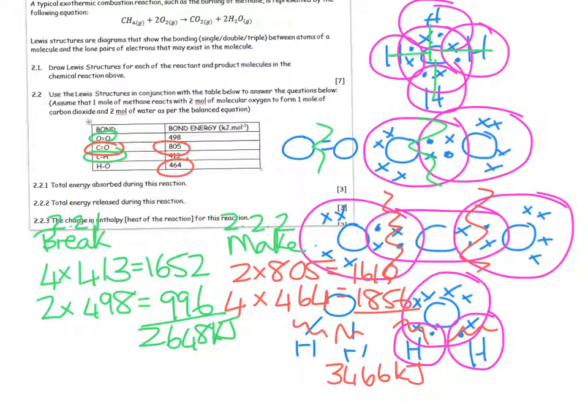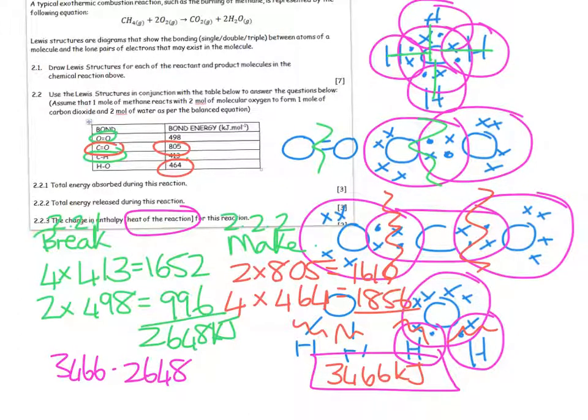And then they say, what is the change in enthalpy? And your change in enthalpy is going to be the actual heat of the reaction, or the change in energy. So what did I need to do? I needed to take 3466 minus 2648, and that is equal to 818 kilojoules that is released during this reaction. So it's an exothermic reaction.